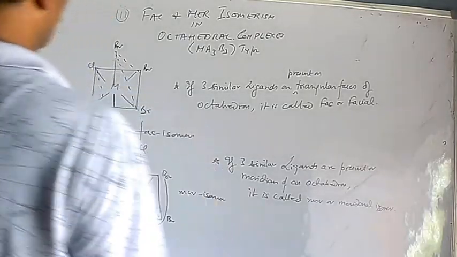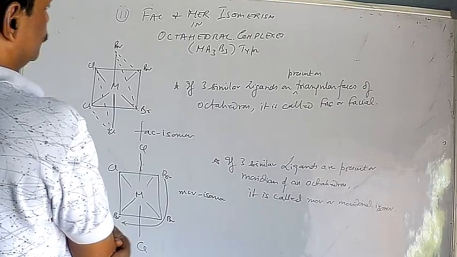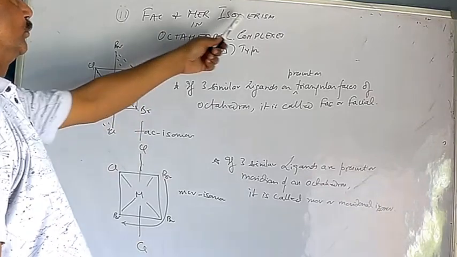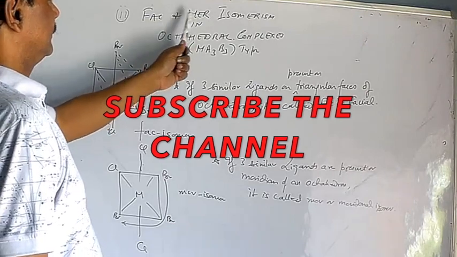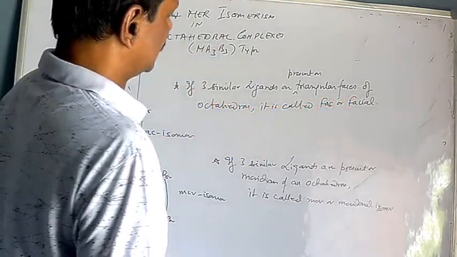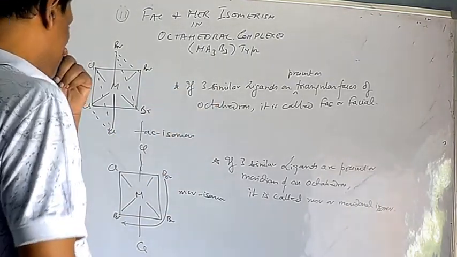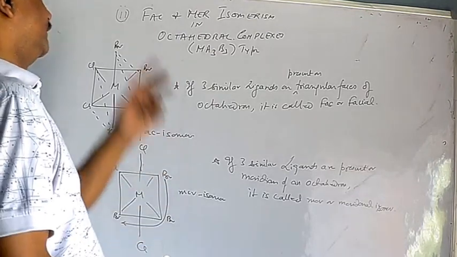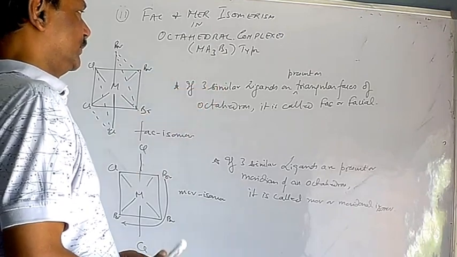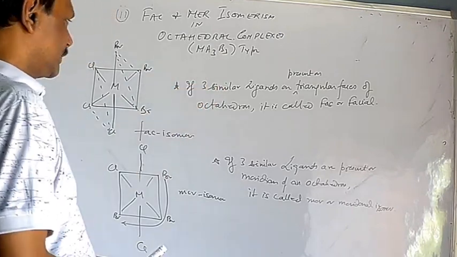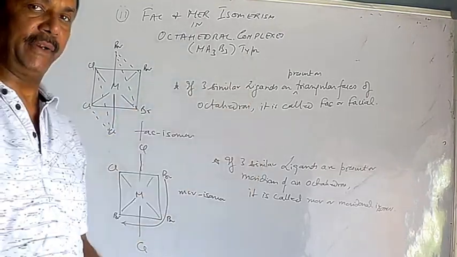Class, the next topic in stereoisomerism, not geometrical, is your FAC and MER isomerism. I have already shown you at a glance. FAC and MER isomerism occurs in octahedral complexes, and class, it arises in MA3B3 types. What does it mean? It means there are only two types of ligands and both ligands are coming three times. A3, B3. So total 6, coordination number is 6. So such an octahedral complex where we find two ligands coming three times is called MA3B3 type.